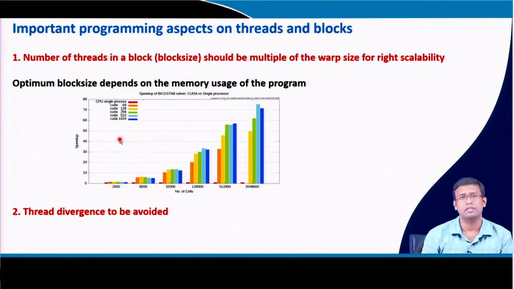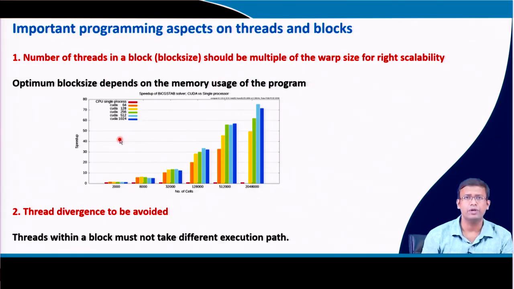And thread divergence has to be avoided, and this is a very important issue. We will look into it later: threads within a block must not take different execution paths. All the threads should do the same work; there should not be branching of work among the threads, because again it is a warp which is being activated. All the threads in the warp will finish their job. If the different threads in the warp are supposed to do different things, there will be certain issues, some sequentiality, and it will kill the performance.